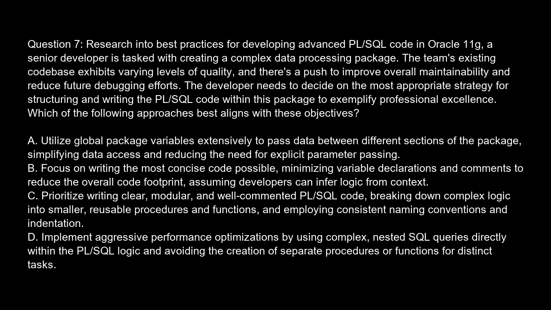Option A. Utilize global package variables extensively to pass data between different sections of the package, simplifying data access and reducing the need for explicit parameter passing. Option B. Focus on writing the most concise code possible, minimizing variable declarations and comments to reduce the overall code footprint, assuming developers can infer logic from context.